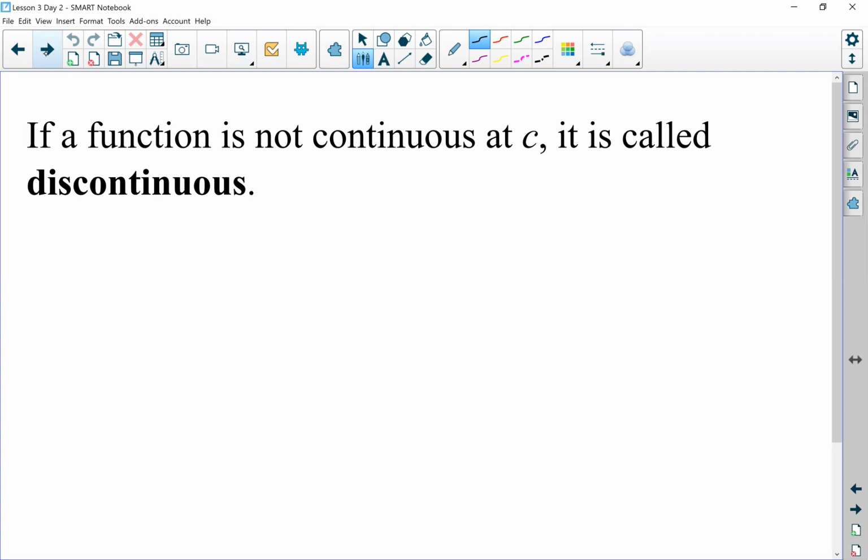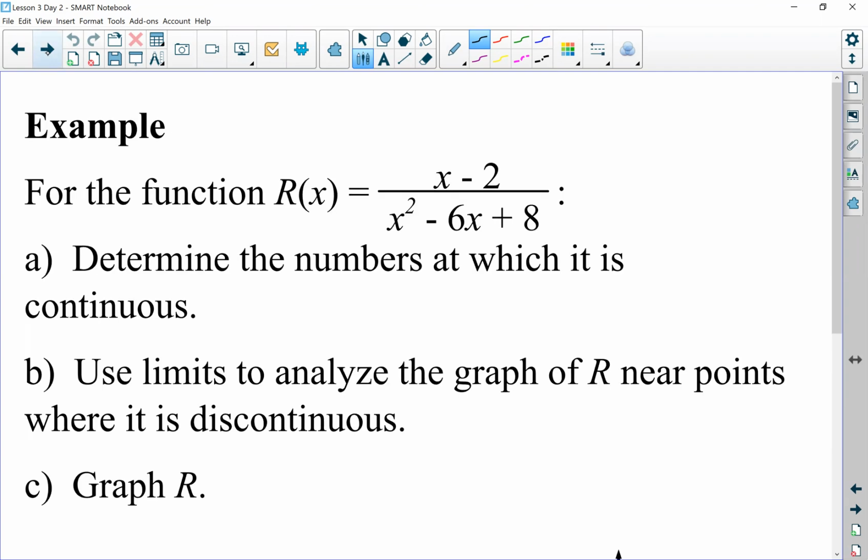It looks like you're all interested in writing that down. All right, here we go. So for the function r of x is equal to x minus 2 over x squared minus 6x plus 8, determine the numbers at which it is continuous. Now, it's actually easier to find out where it's not continuous and then just say, well, it's continuous everywhere except. So that's going to be just an easier way of going at it. Use limits to analyze the graph of r near points where it is discontinuous, and then draw or sketch a graph of r.